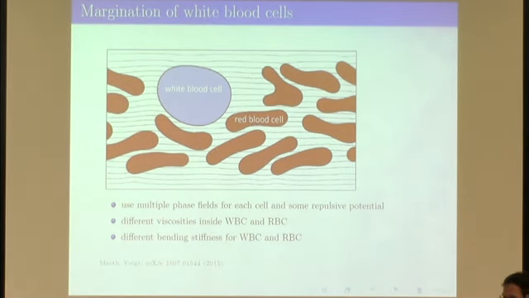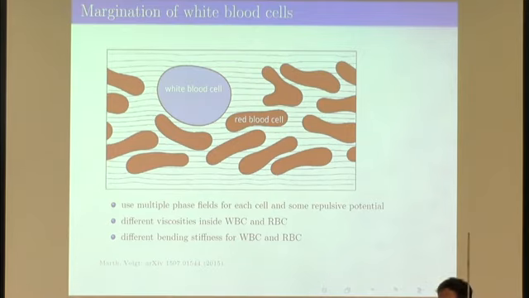So we can do this in our framework by just choosing multiple phase fields. For each cell, we use another phase field, and we do the simulation in parallel with all the phase field equations solved at once. And so it's still fast enough. And we can specify different viscosities in the white blood cell and in the red blood cell and different stiffnesses of the membranes. A question?